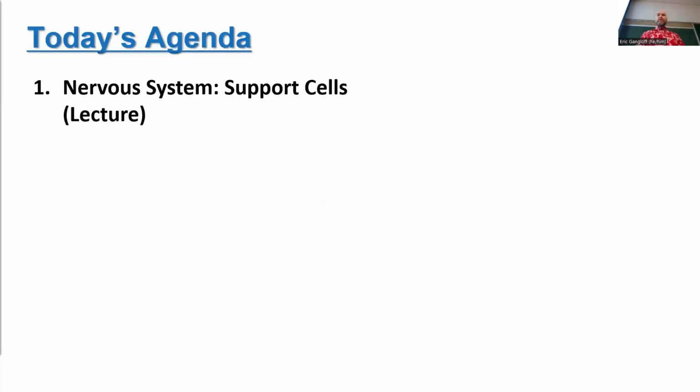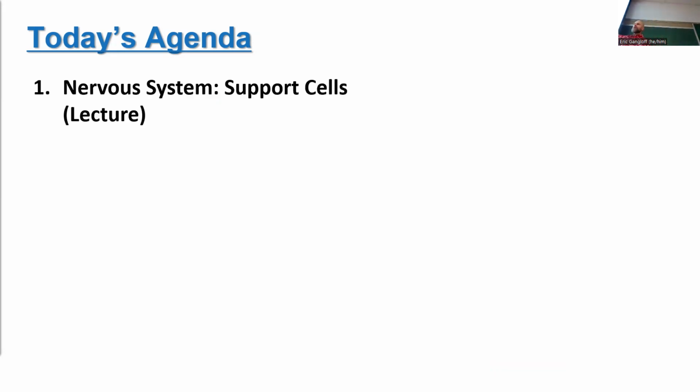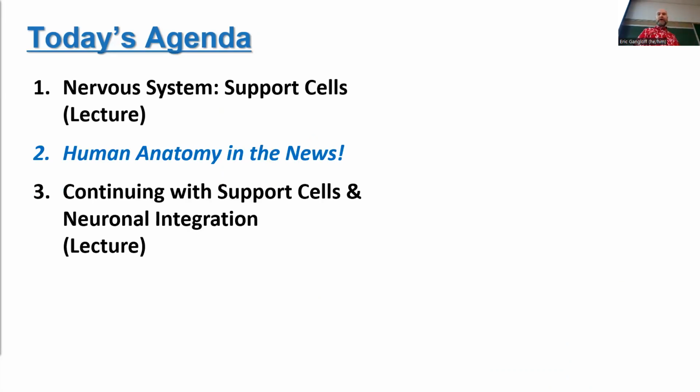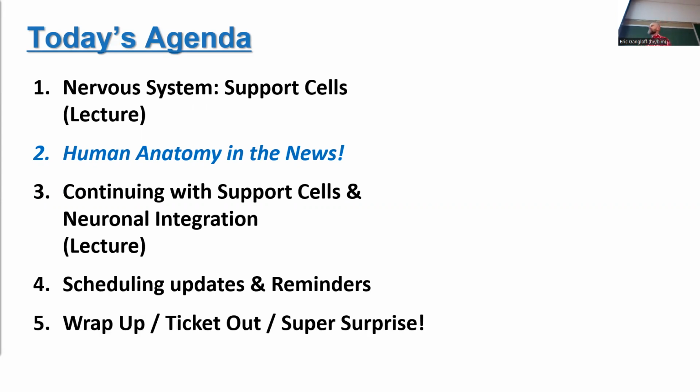All right, today's agenda, we're going to jump right back into the nervous system and talk about support cells. Actually, that's not entirely accurate. We have a little more to talk about with neurons, and then we're going to get into support cells. And I have a human anatomy in the news segment for you. And then we're going to continue talking about the nervous system, see how far we get. And we'll wrap things up. I have some scheduling updates and reminders, and then we have a ticket out, and I have a super surprise for you at the end of class as well. So stay tuned. Big surprise coming for the end of class.